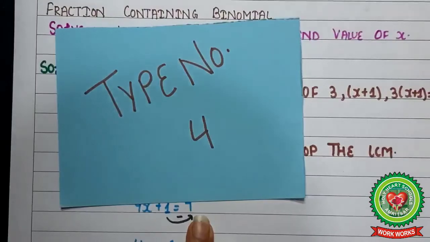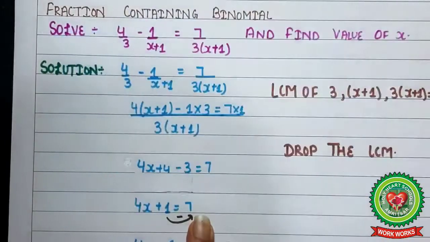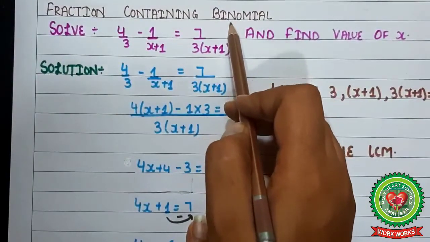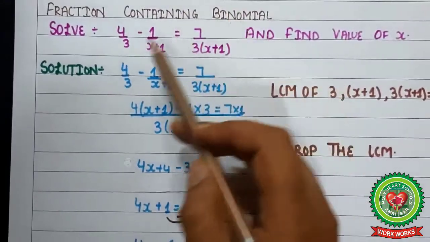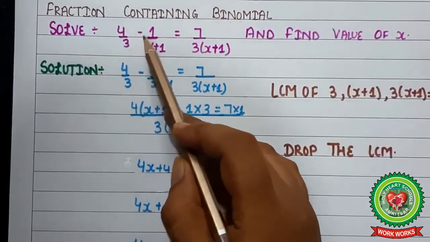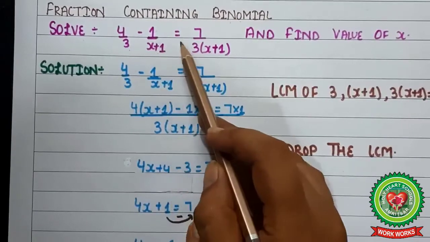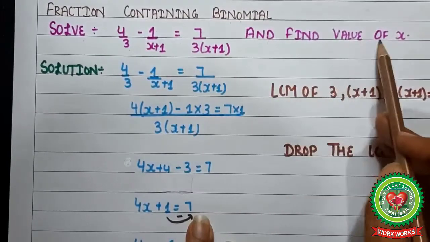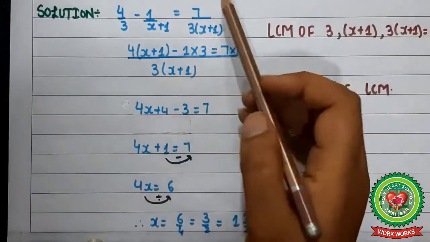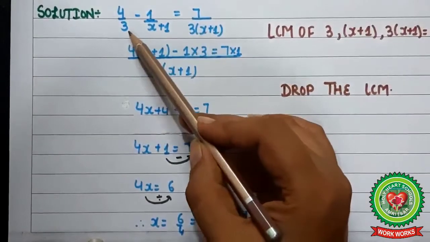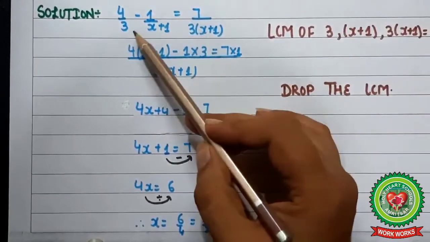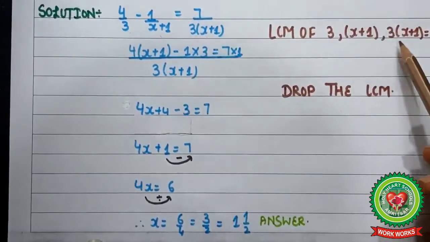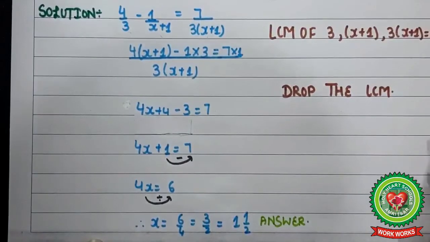Students, now let us start with type number 4, that is fraction containing binomial. Earlier we have done fractions which contain monomial. This fraction will contain binomial. Statement is: solve 4 upon 3 minus 1 upon x plus 1 is equal to 7 upon 3 bracket x plus 1 and find the value of x. Start with the solution. Write down the statement. Here we will take LCM of the denominator. Denominators are 3 and x plus 1, and 3 bracket x plus 1. So its LCM will be 3 bracket x plus 1.